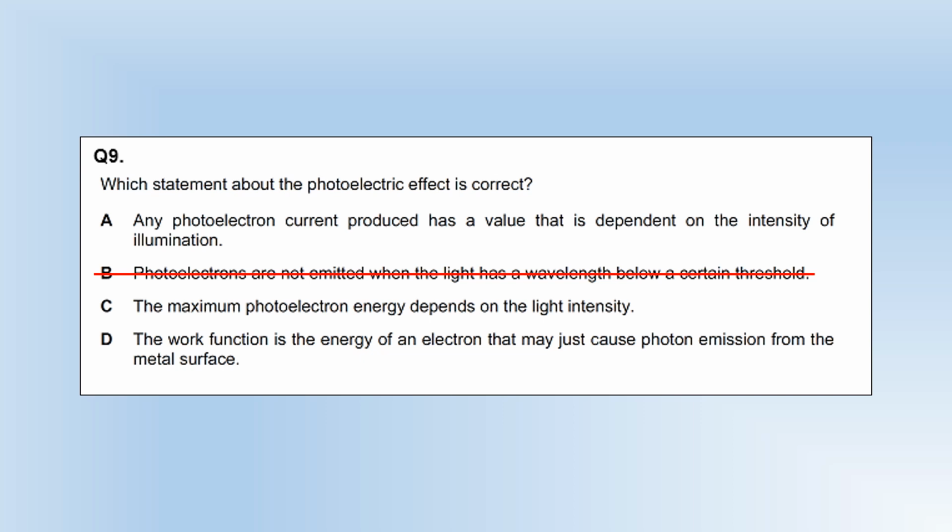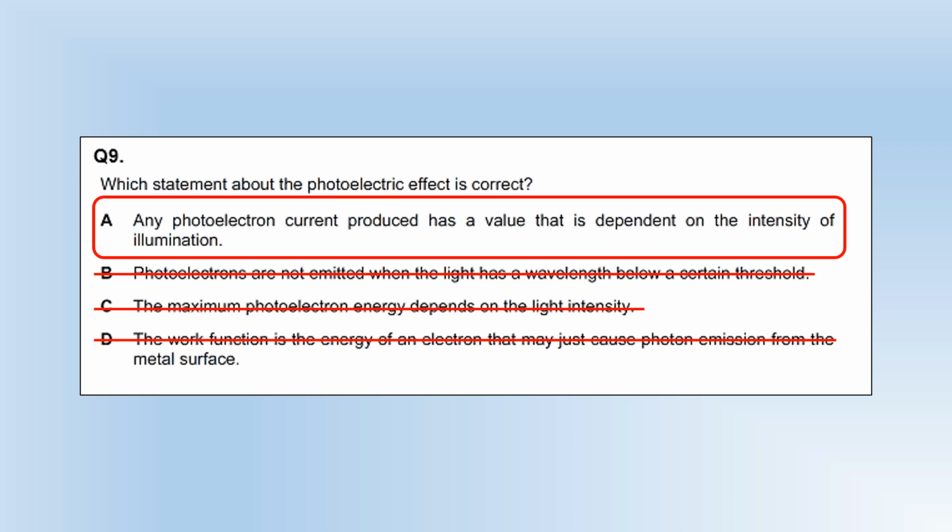Maximum photoelectron energy depends on light intensity. Note that it's independent. It has no effect on it at all. Work function is the energy of an electron that may just cause a photo emission from the metal surface. No, work function is the energy of the photon, not the electron. So we can see it is indeed option A.